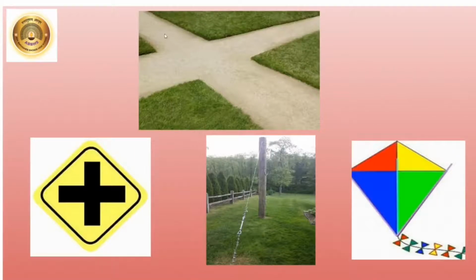Now these are some examples of perpendicular lines. Say for example, this is a crossroad, where the roads are intersecting at right angles. The cross is an example of perpendicular lines. In this figure, if you see, the pole is perpendicular to the ground. So this is also an example of perpendicular lines. Now in this kite, the central lines are perpendicular to each other. So these are all common examples of perpendicular lines.